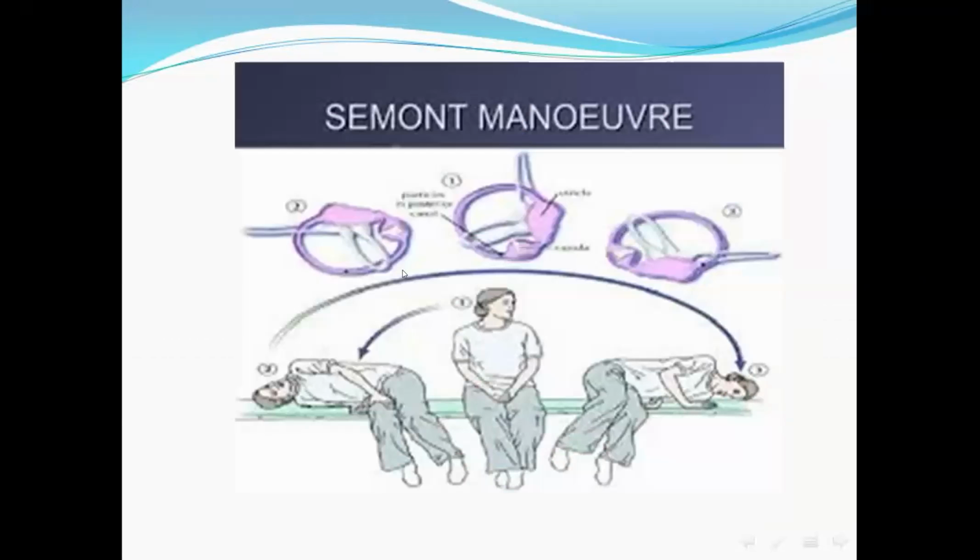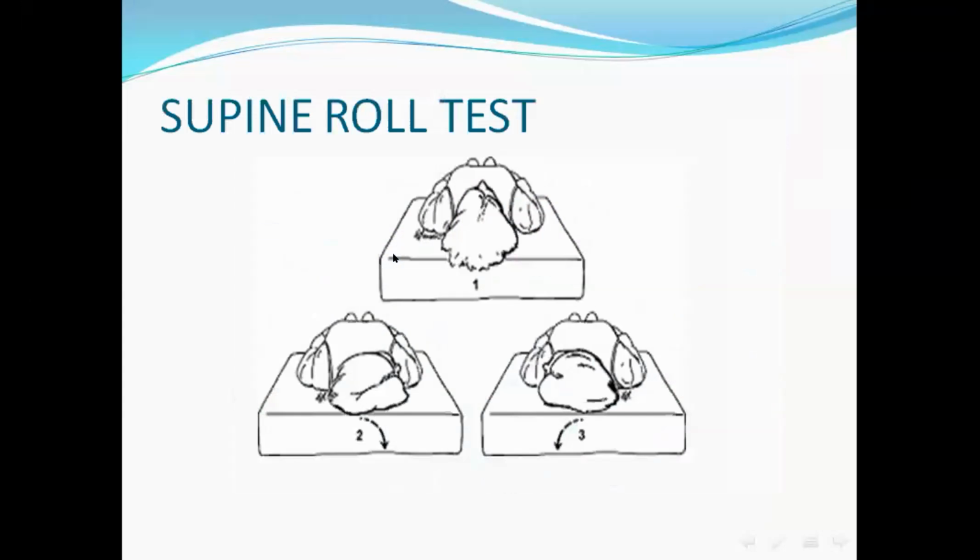We can also do Simon's maneuver and the side-lying maneuver. Here, the patient lies on the affected side. Let's suppose it's the right side here, and the head is up. Then you move him to the opposite side, and the nose is down. By repeating this many times, the crystals will return back to the normal position in the utricle.